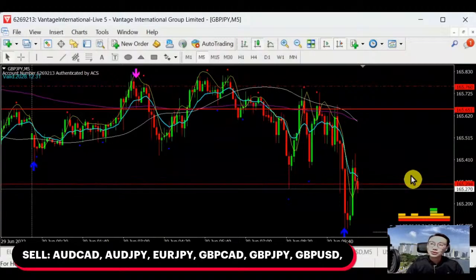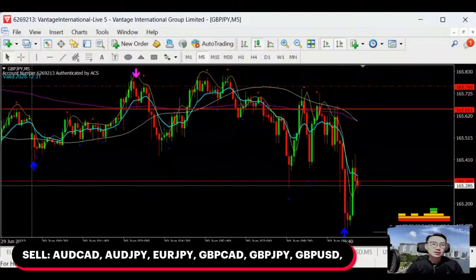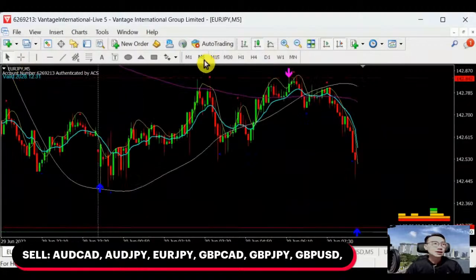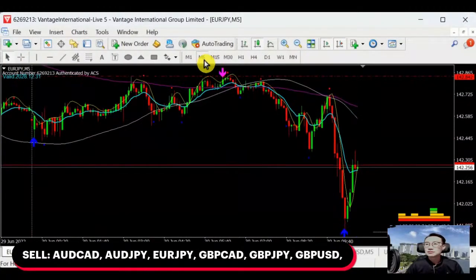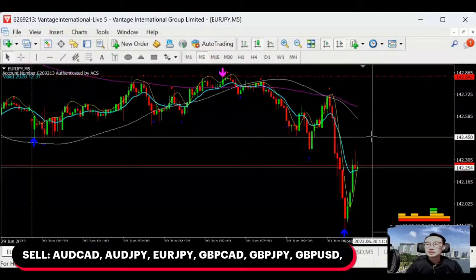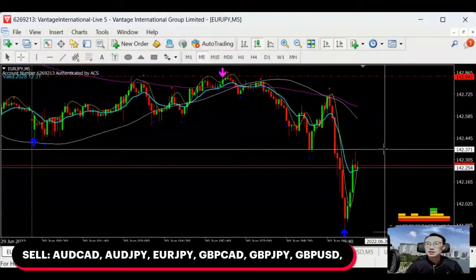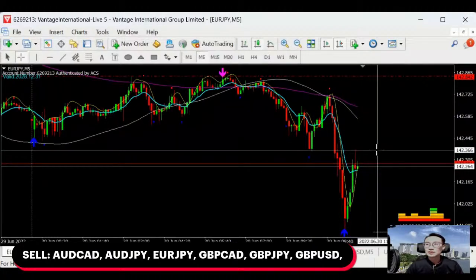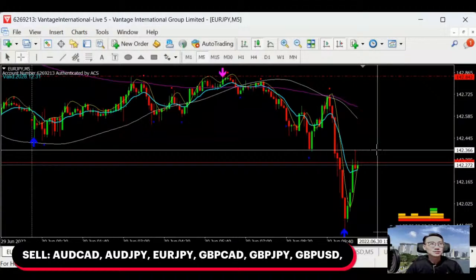Okay, so Euro Yen also. Let's take a look. Euro Yen is coming to a resistance. Same thing over here. It has tested the resistance over here, the previous support as a resistance down here. I guess not bad, still good.